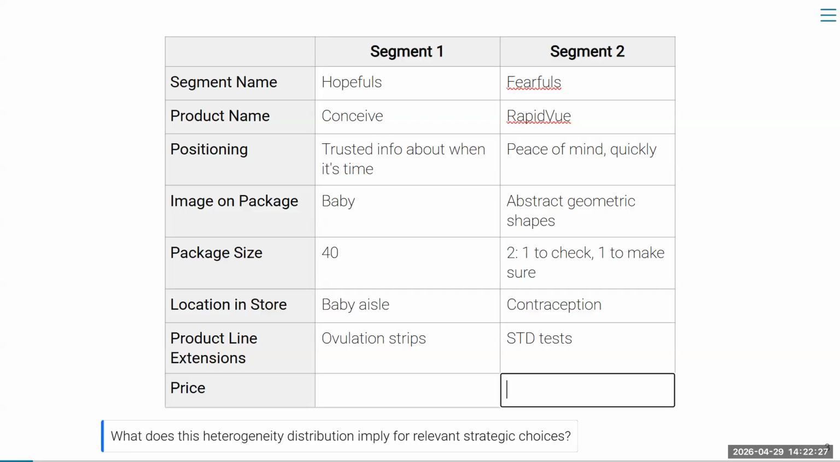So a very common argument for Rapid View being higher priced is the more inelastic demand, given that you want to find out as quickly as possible. And that's a reasonable argument, but it neglects the reason that Conceive cost about 15% more per strip, despite selling in a much larger box of strips. So it's like the opposite of a volume discount.